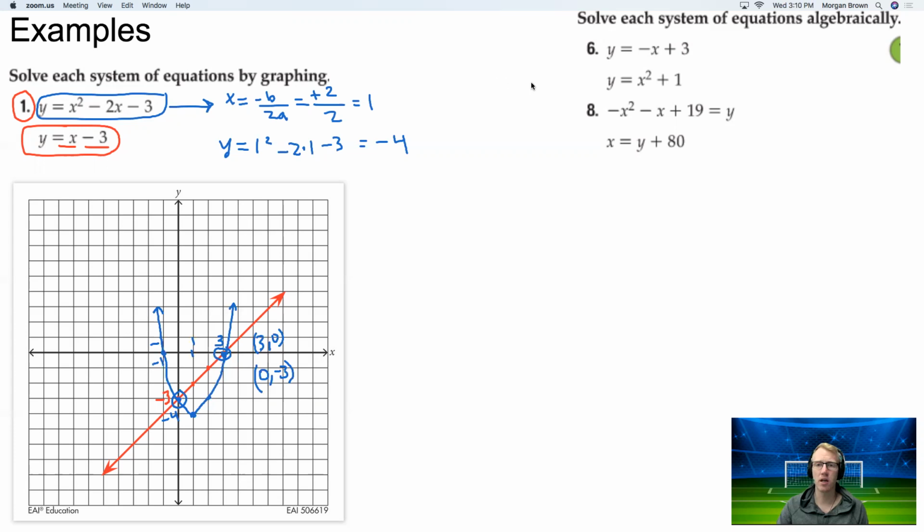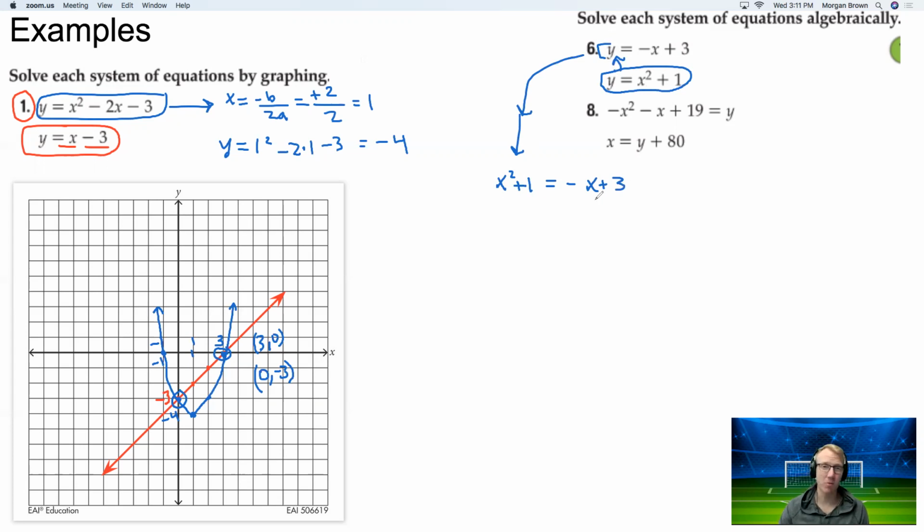Okay, so let's take a look at a mathematical one and see how to solve it using the substitution method. If you have y equals and y equals, we can substitute in here. So for number 6, we'll try solving it down here. We're going to have x squared plus 1 equals negative x plus 3. I'm just setting these equal to each other because I'm substituting in place of the y.